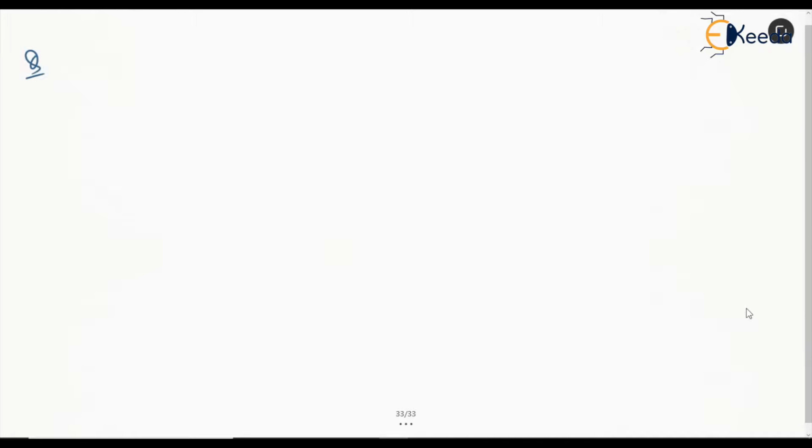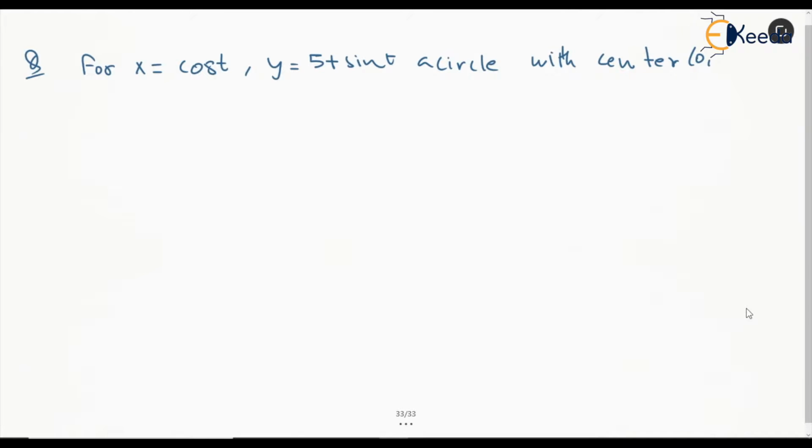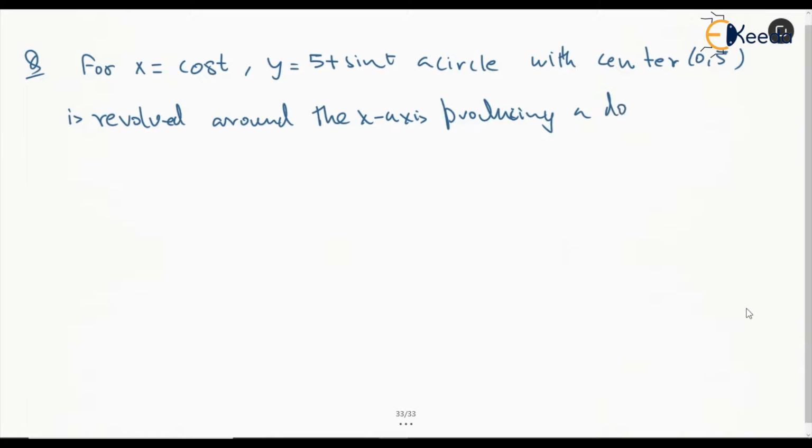So it says, for x is equal to cos t and y is equal to 5 plus sin t, a circle with center 0,5 is revolved around the x-axis, producing a donut. Find its surface area.